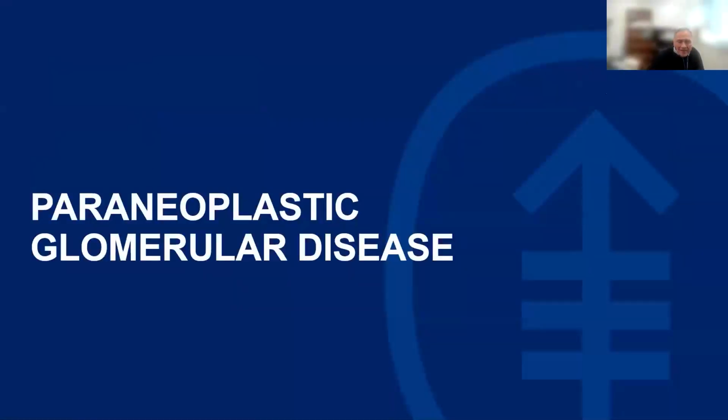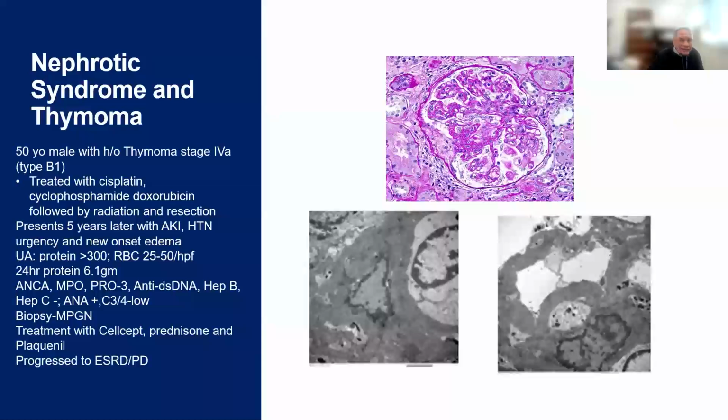And so, paraneoplastic glomerular diseases. I would like to start with a case. This is a real case from our institution, seen by one of our attendings. A patient presented to MSK with a thymoma, and it was found at the time of the initial evaluation that the patient had proteinuria, stage 4 thymoma. The patient underwent therapy with cisplatin, cyclophosphamide, doxorubicin, followed by radiation and resection, everything going well. And then the patient presents 5 years later with AKI, hypertension, urgency, and new onset edemas.